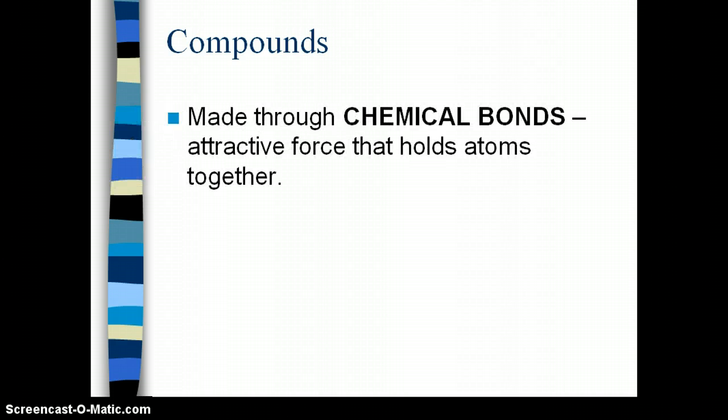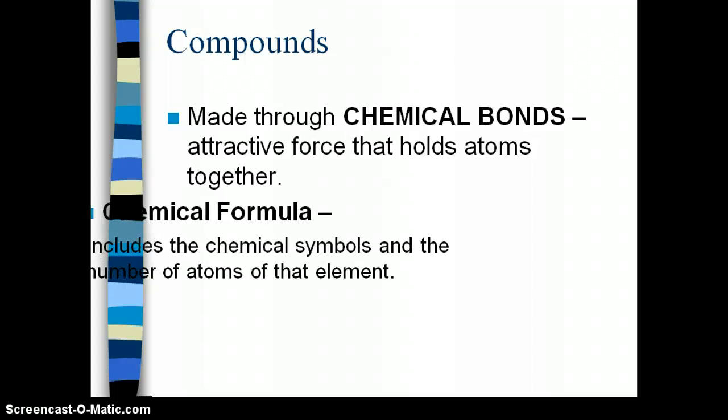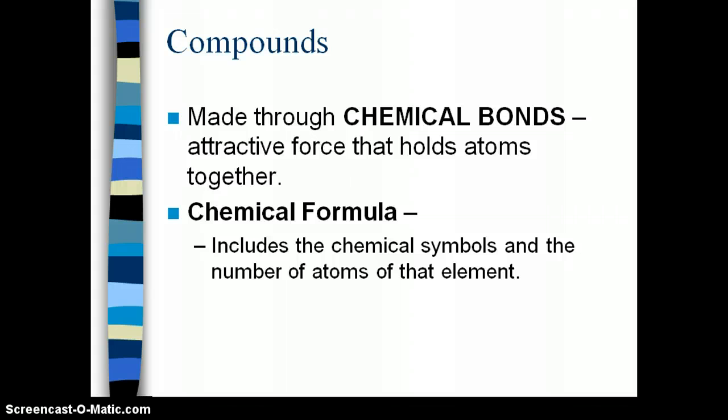So when we actually make the compounds, they're made through chemical bonds, and these chemical bonds are just an attractive force. They're just pulled together through this force. And really, if you get into the details, it's through the force of the positive and negative parts, the protons and the electrons. And a chemical formula is how we write a compound. An example would be H2O. It is the chemical symbols and then how many atoms of that element that you have.